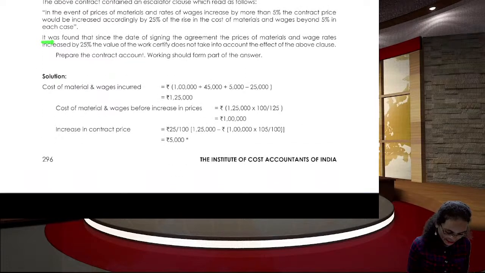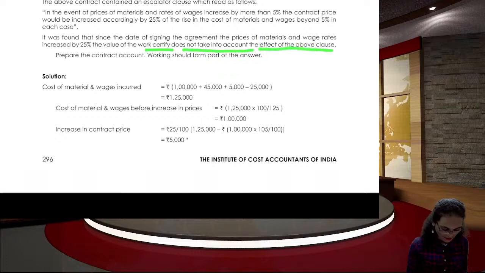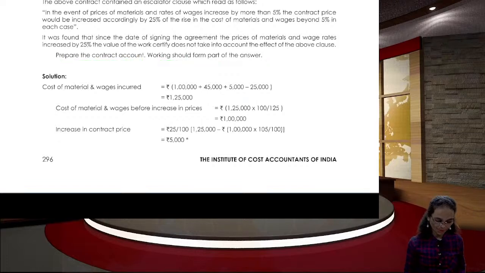It was found that since the date of signing the agreement, the prices of material and wage rates increased by 25%. The value of the work certified does not take into account the effect of the above clauses. It is not taken into consideration. Prepare a contract account. Working should form part of your answer.